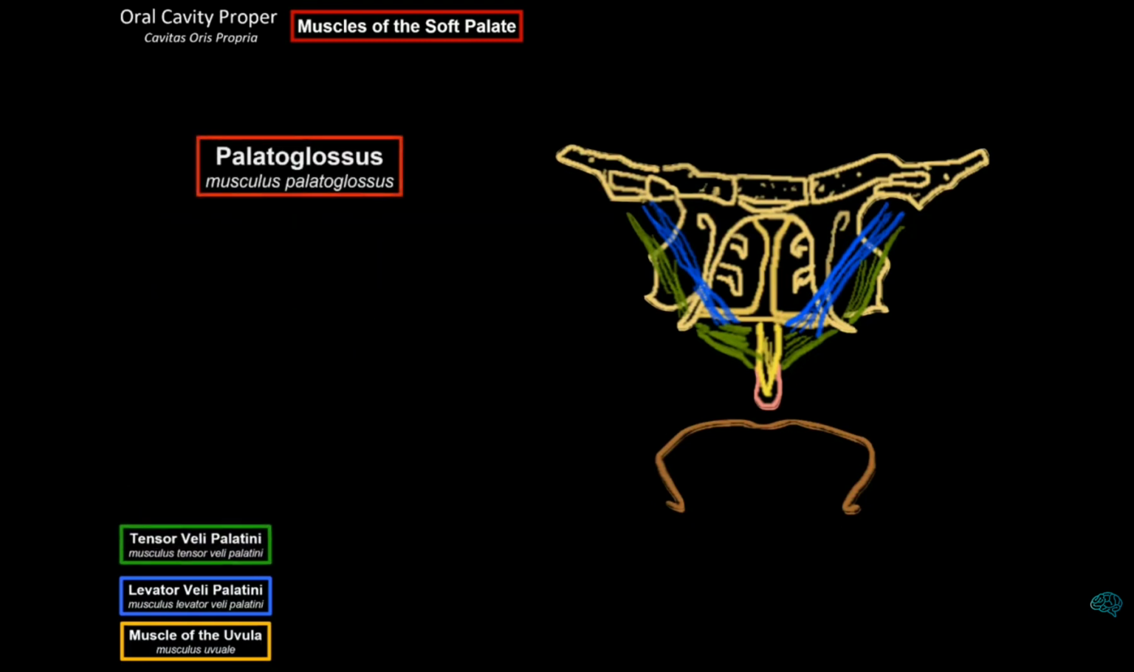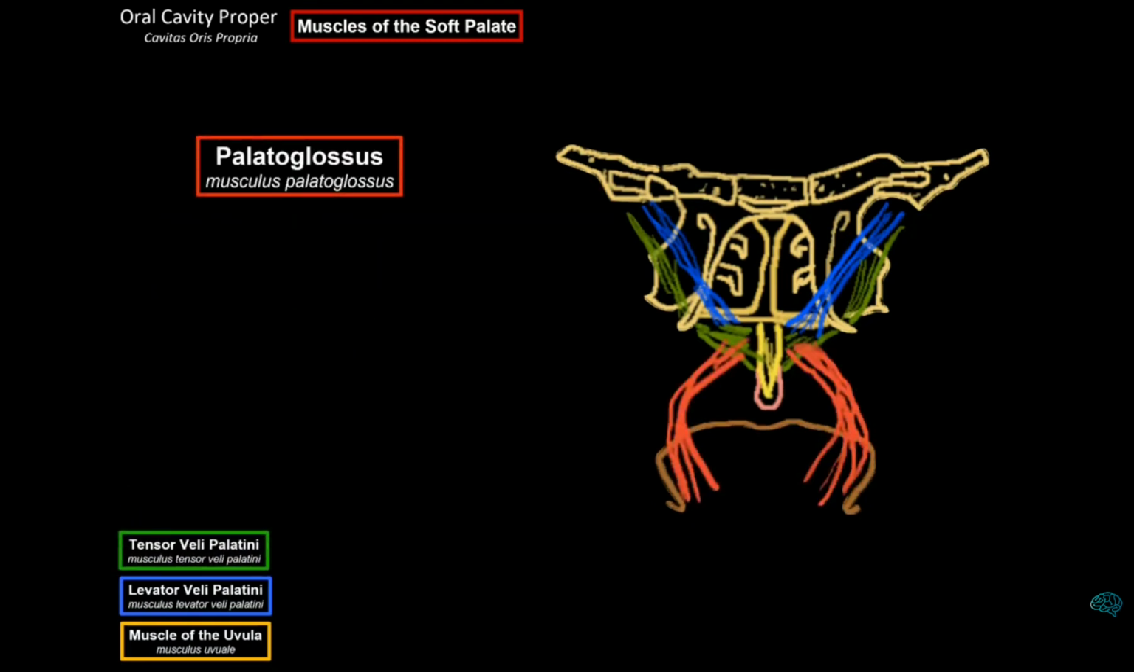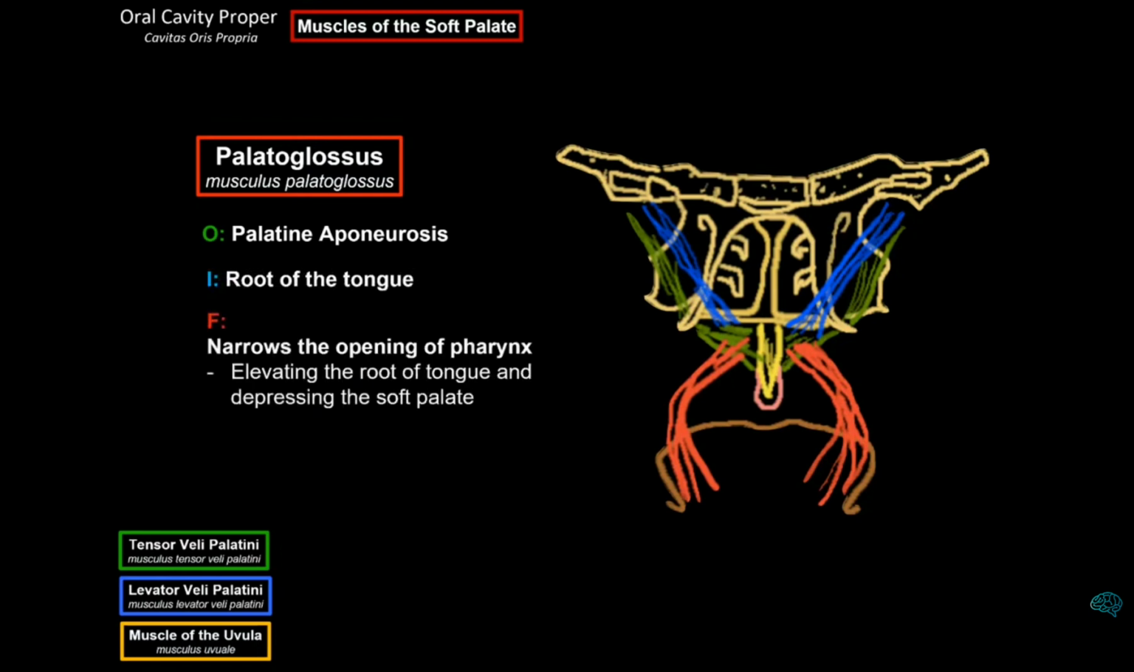Then there's the palatoglossus muscle, which is this one. This muscle will originate from the palatine aponeurosis and then insert at the root of the tongue, and its function is to elevate the root of the tongue and depress the soft palate, and by doing so, it narrows the opening of the pharynx to assist the swallowing process.